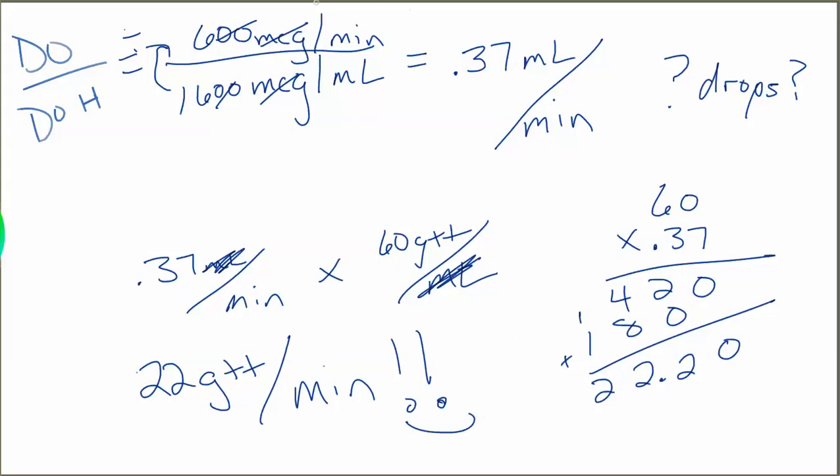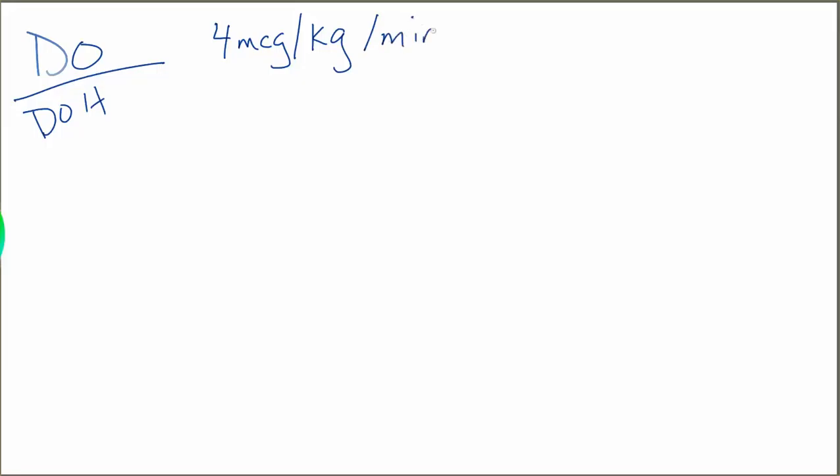We'll take this one more step further. I'm going to open up a brand new administration. So we're going to take what we already know, and we're going to say that the doctor has ordered you to give 4 micrograms per kilogram per minute. Ooh, so we've got a little bit more on top than what we're used to. But this is okay. We can make this work.